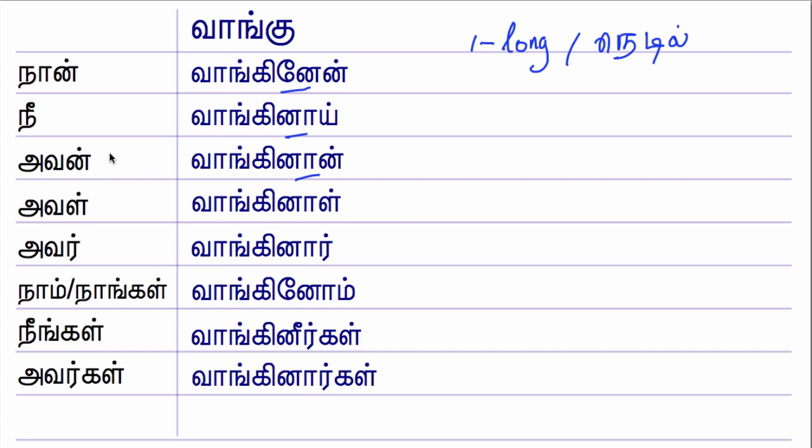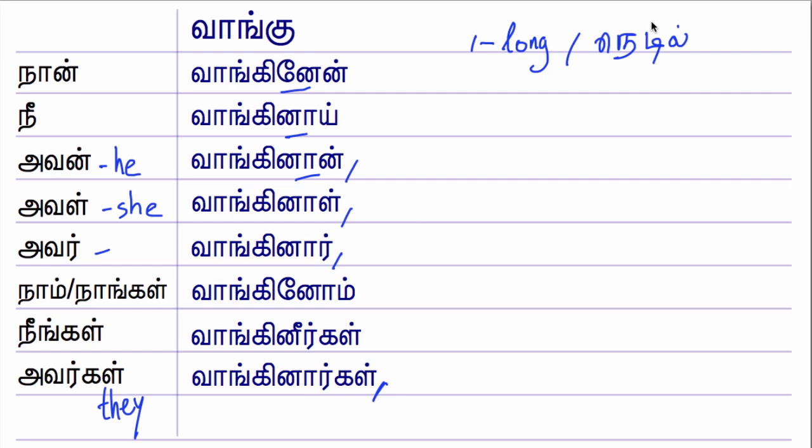Another thing to notice, which we briefly pointed out on the previous page, avan, aval, and avar differ only by the last letter. So he, she, and then he or she with respect. And with the verbs, vanginan, vanginal, and vanginar, the same difference applies. The last letter is what differentiates all of these. Similarly, avargal, plural for he or she, which is written in English as they, also differs from these three by the last letters, the gal plural ending. And with neengal, I just want to make the point, it's vanginirgal, so this i matches this i. Shouldn't be too hard to remember.